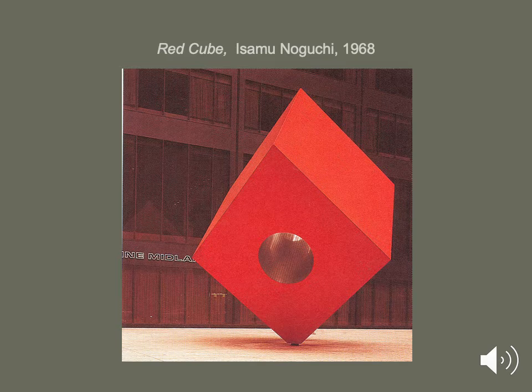So the piece that we're looking at here is Red Cube by Isamu Noguchi from 1968. And we're looking at a photograph of it in an outside plaza, and it looks like the sculpture is in front of some sort of office building with lots of windows.